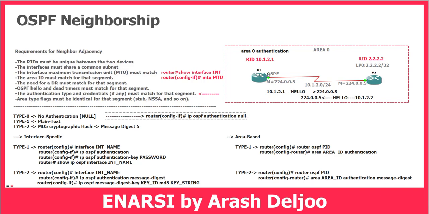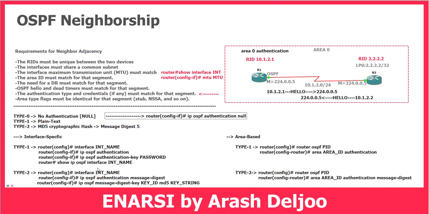Only when you are configuring the area type authentication and you don't want to have authentication on one specific interface, you can configure IP OSPF authentication null for that interface. In most cases, it is recommended to configure the authentication as MD5, and it is recommended to configure each interface independently from other interfaces with the authentication type and also the authentication keys.